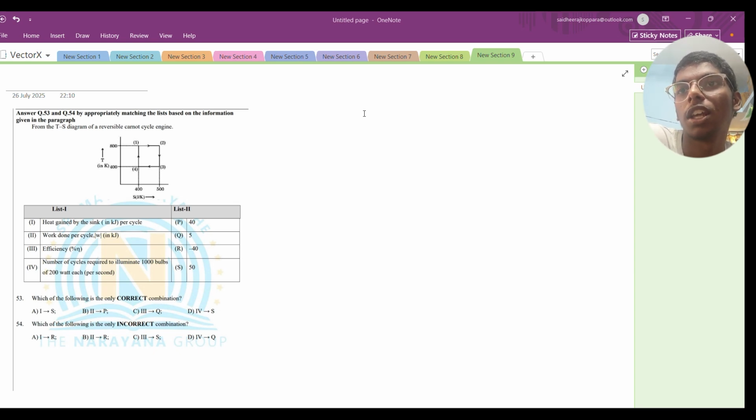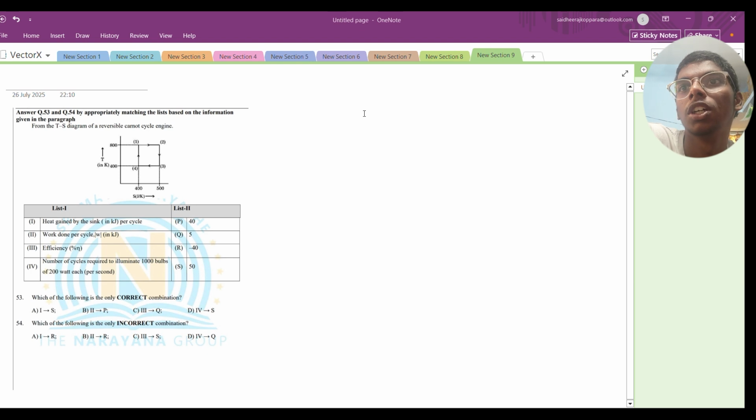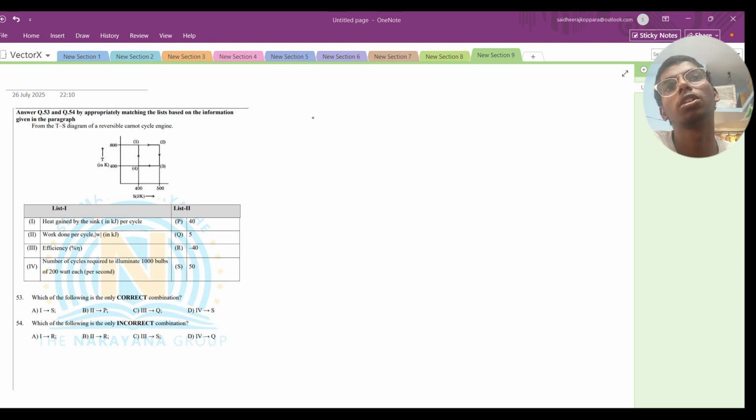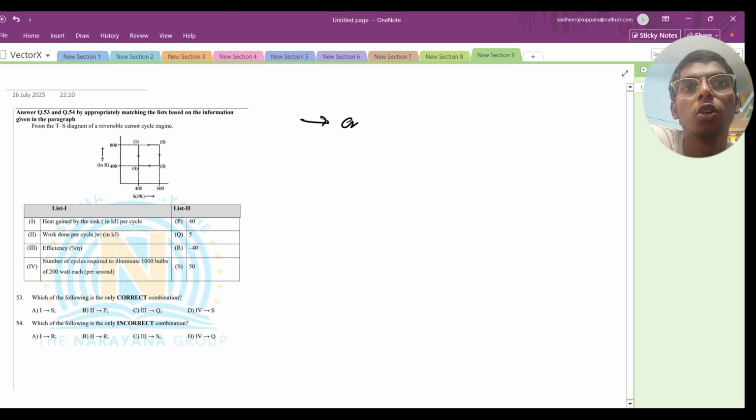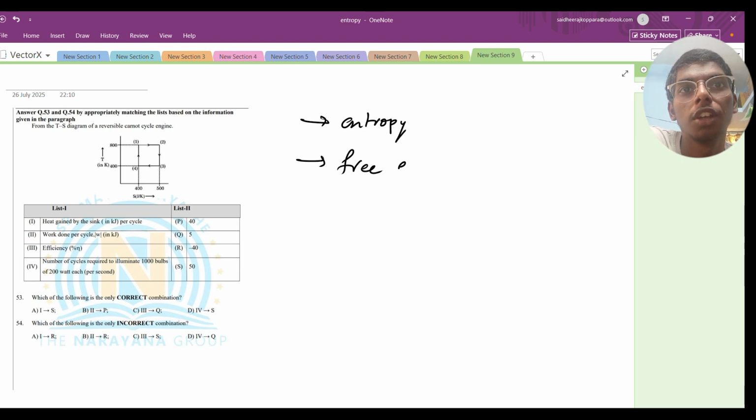So, in the last class, we have been discussing our first law of thermodynamics, and in this class, we will be discussing the second law of thermodynamics. The second law mostly concentrates on two parts. One is entropy, the other one is free energy. Entropy is represented by delta S and free energy by delta G.